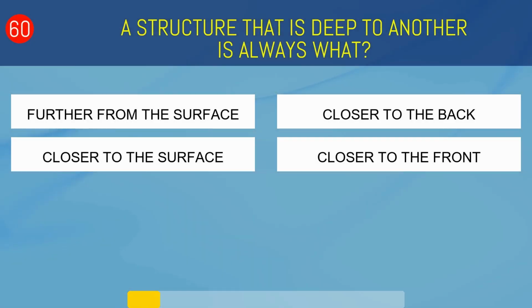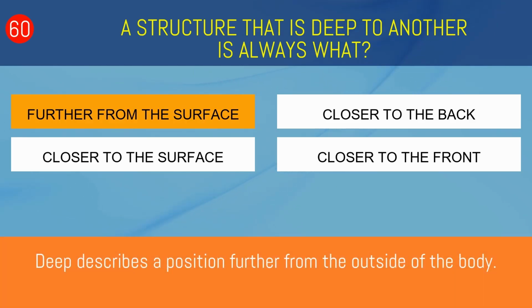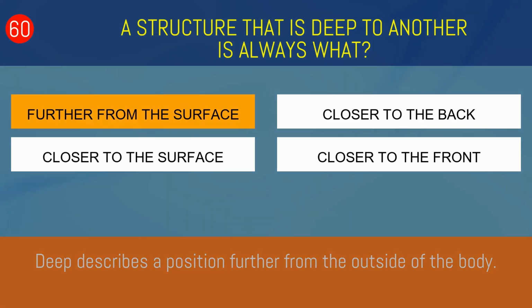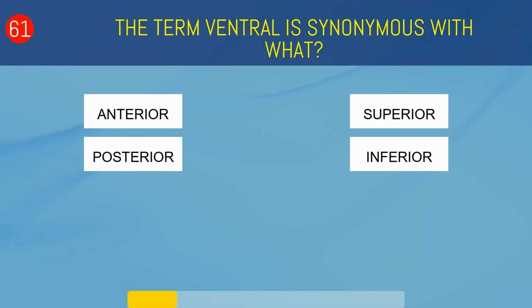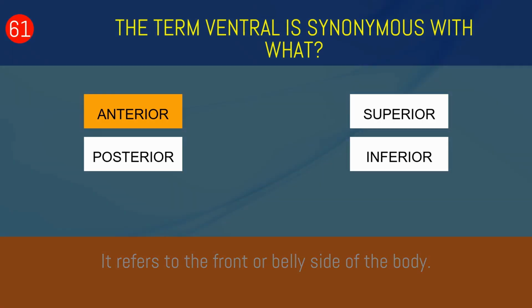A structure that is deep to another is always what? Further from the surface, closer to the surface, closer to the back, or closer to the front. Further from the surface. Deep describes a position further from the outside of the body. The term ventral is synonymous with what? Anterior, posterior, superior, or inferior? Anterior. It refers to the front or belly side of the body.